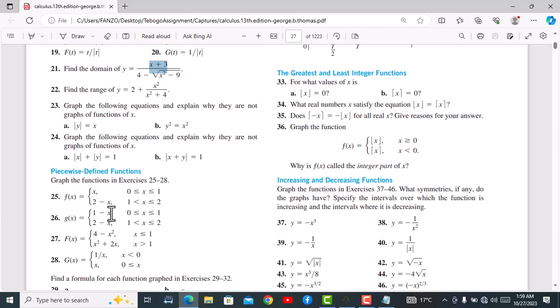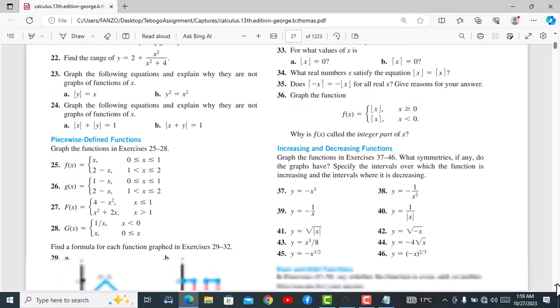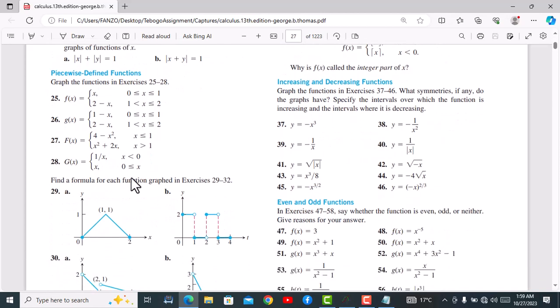So graph the functions in exercises 25 to 28, and they want to have that. Now we are going to graph them. Nothing is mysterious about this. f at x equals x for x greater or equal to 0 and x less or equal to 1. So x is in effect between 0 and 1 for the first one.